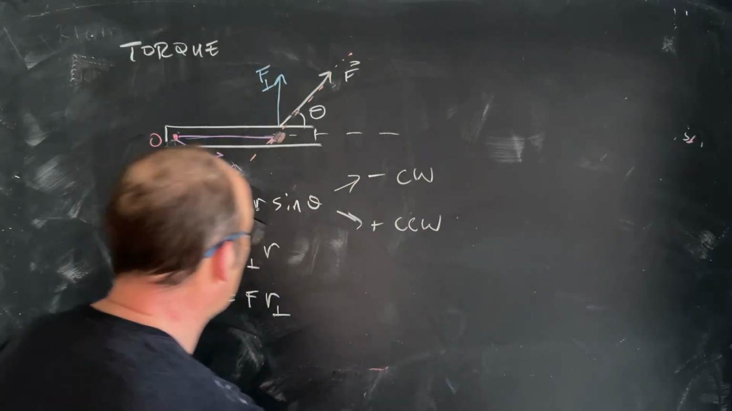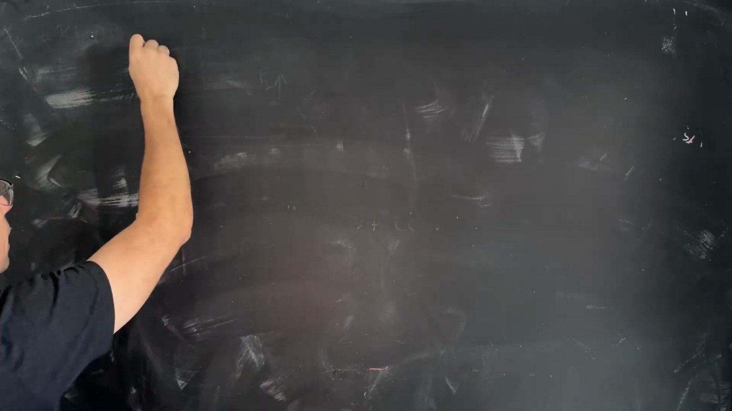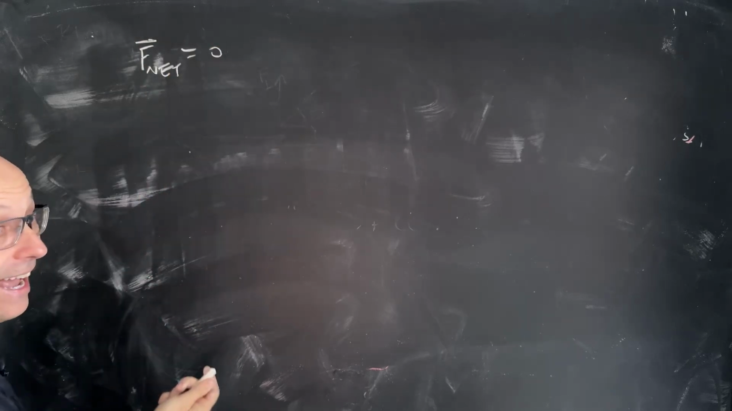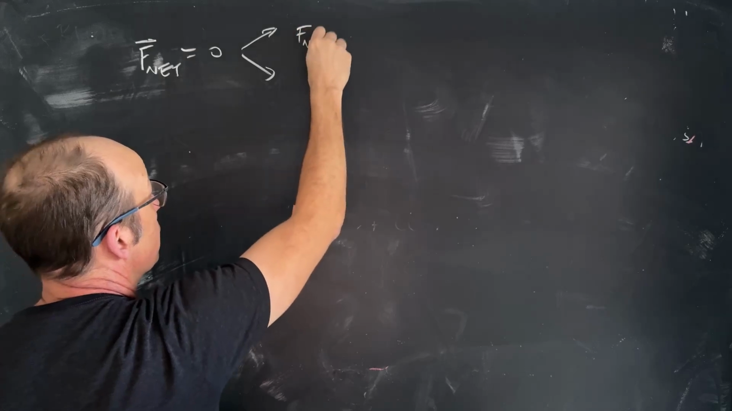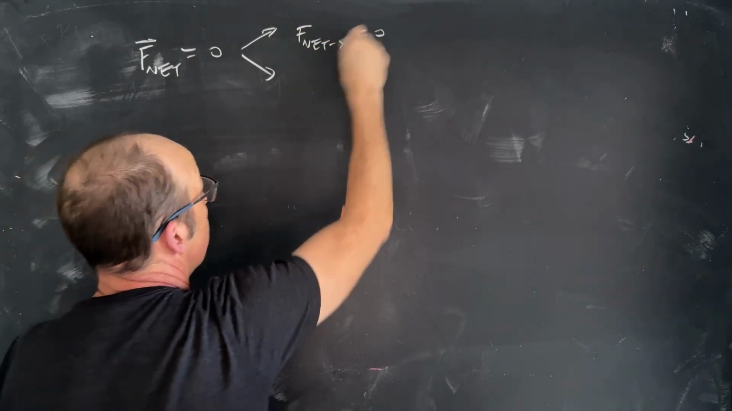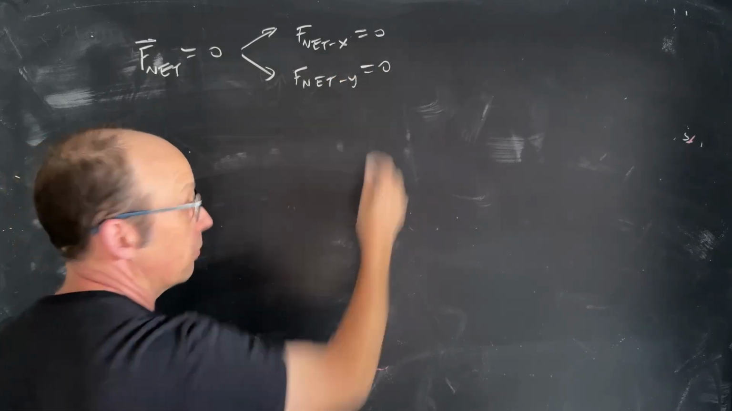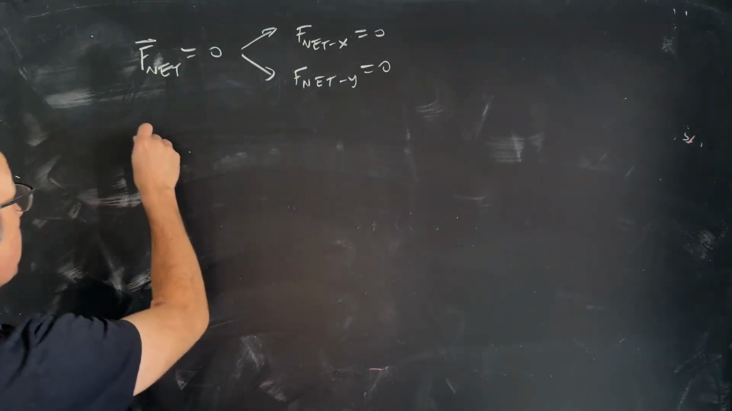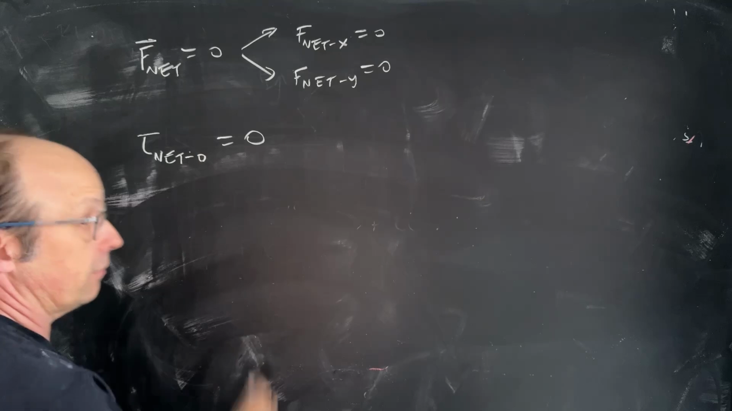So let's talk about equilibrium. Before, remember that we said that if an object was in equilibrium, then the net force was 0. That led us to actually two equations in 2 dimensions: the net force in the x direction is 0, and the net force in the y direction is 0. That was the equilibrium. But now if we want to make sure it doesn't rotate also, we're going to say the net torque about some point O is 0.